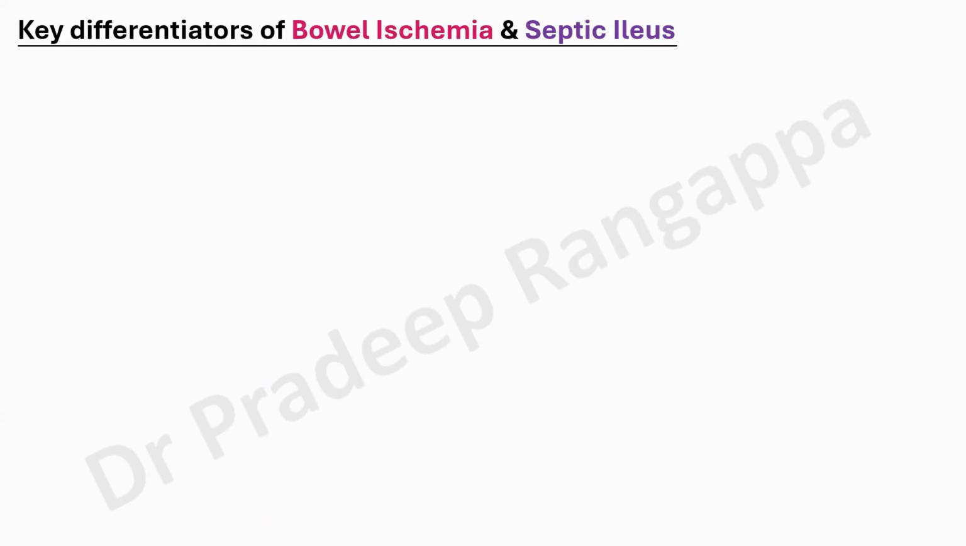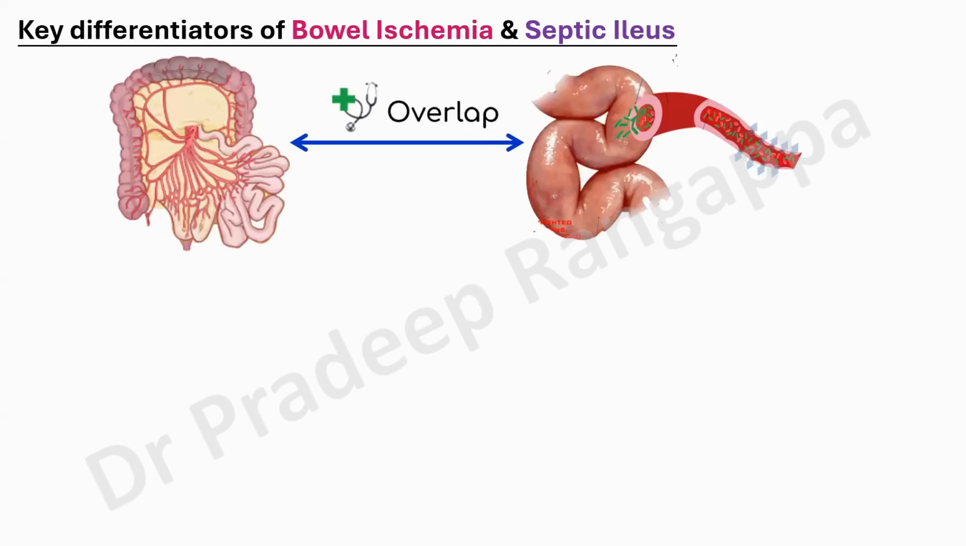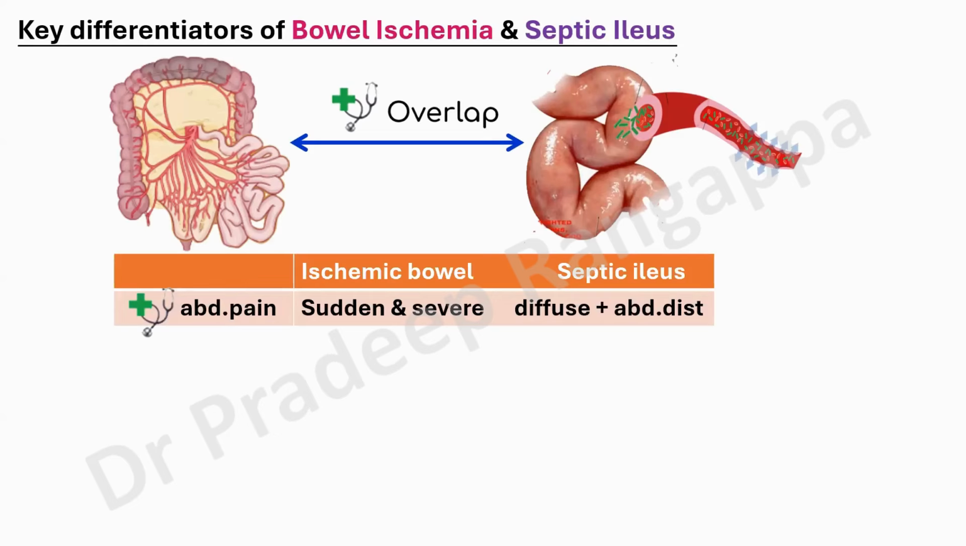Now coming to the last bit, I was asked to highlight the key differentiators of bowel ischemia and septic ileus. And very often, friends, there is a huge clinical overlap, so it is very difficult to delineate between ischemic bowel and septic ileus clinically, but there are subtle differences if you look into the evidence. The abdominal pain in ischemic bowel is sudden and severe. In septic ileus, the abdominal pain is diffuse with abdominal distension, because there is ileus, there's more of a distension aspect.